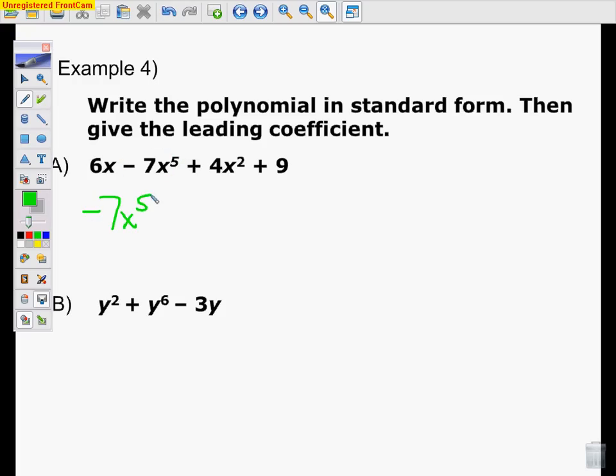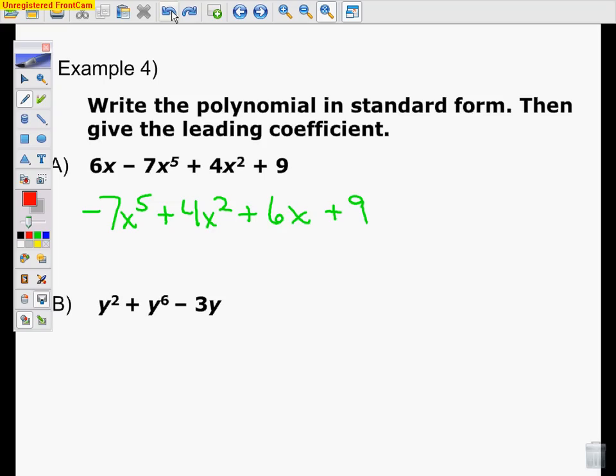And then what's the next highest exponent? 2. So that goes next. So that's a positive 4x squared. And then the next one we have is 6x. So we're going to bring down that positive 6x. And the last thing we have is a 9. So we bring down the positive 9. And there you go. That's standard form. It went from highest exponent down to lowest exponent. Okay?